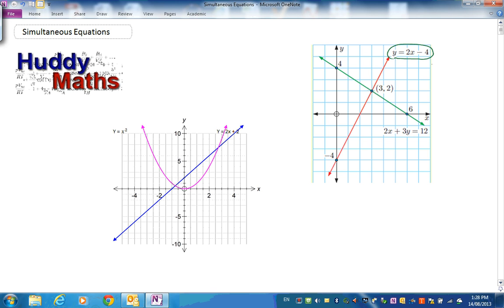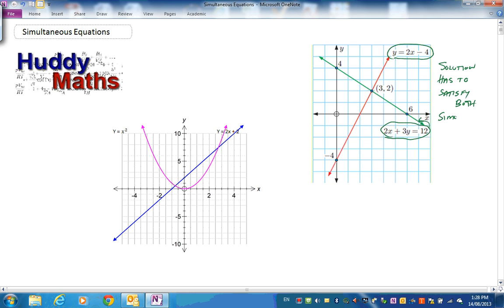Here's an equation, and if we draw the graph of that equation, we get that straight line. And here's another equation. If we draw the graph of that, we get that straight line. So maybe simultaneous equations means the solution has to work simultaneously, has to satisfy both equations simultaneously at the same time.